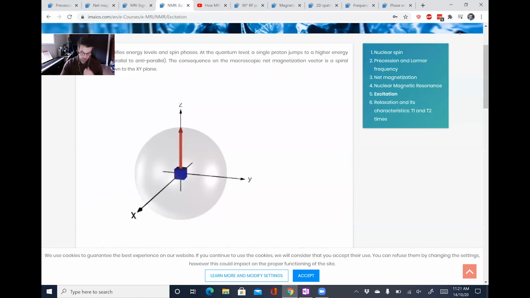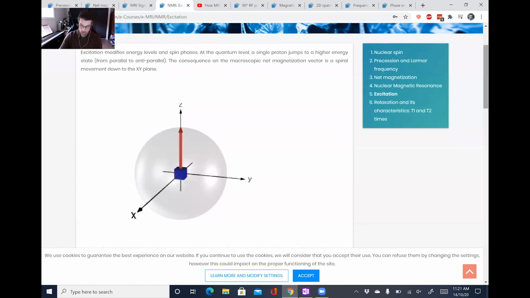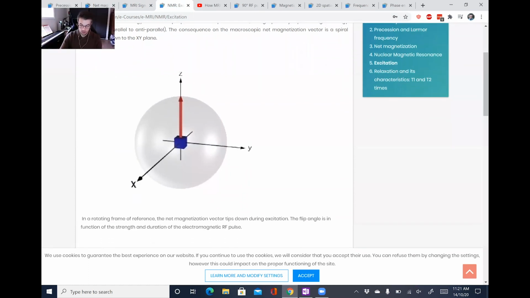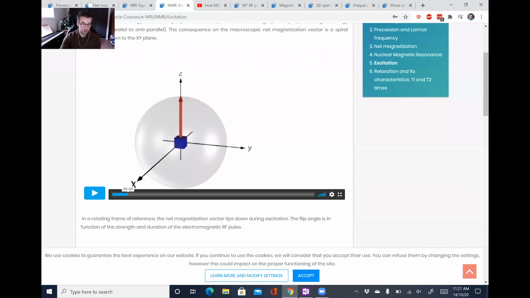I just want to check what our other animation is. So yeah, this is another example that might help us understand what I mean when I'm talking about the net magnetization vector precessing. So this is during excitation.